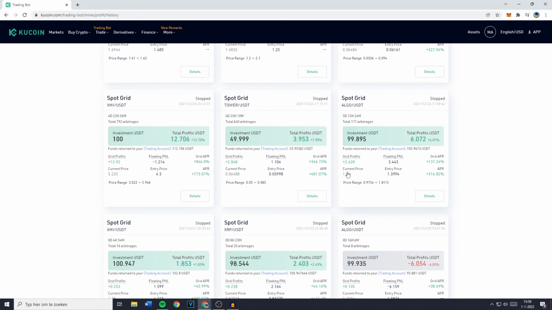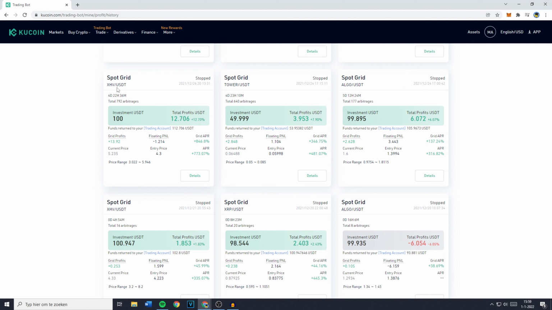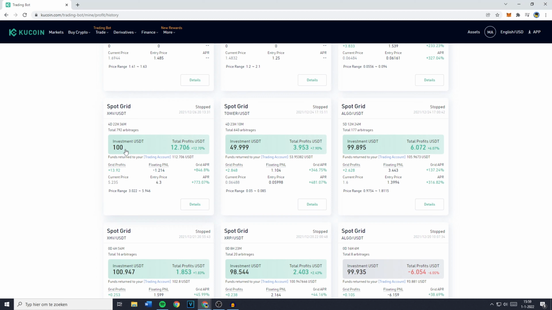Now what I still think is absolutely insane is this trade right here, on XHV/USDT. You can see that my initial investment was only 100 USDT, and I made a total profit of $12.70, which is equal to 12.70% in gains. Now maybe this doesn't seem as crazy as you might think, but when you look at the floating PNL and the grid profits, you might be surprised. The floating PNL is in the red. It's 1.21 USDT in the red. However, because of the KuCoin bot, I actually made a gain of $12. The grid profits on this KuCoin bot are 13.92 USDT. So without this bot, I would have lost $1. However, because of the KuCoin bot, I actually gained close to 13 USDT.